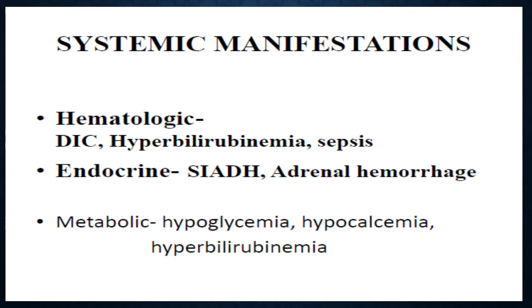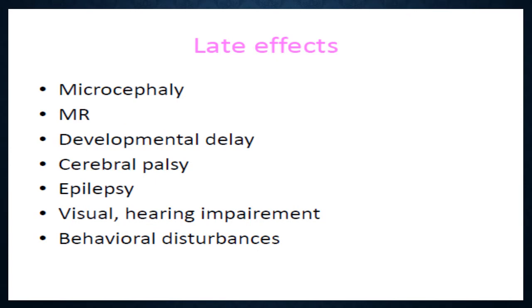When we talk about the systemic manifestation, we have to study the hematologic picture of hypoxia very carefully, because it can lead to DIC, disseminated intravascular coagulopathy, hyperbilirubinemia, and sepsis. Also, talking about the endocrine system, it can lead to adrenal hemorrhage or syndrome of inappropriate antidiuretic hormone release. That's about the early effects of the hypoxia.